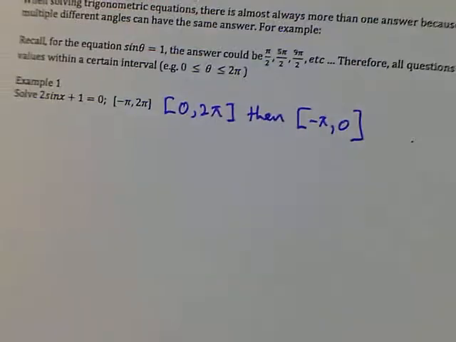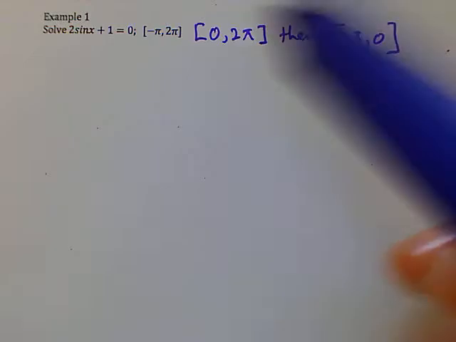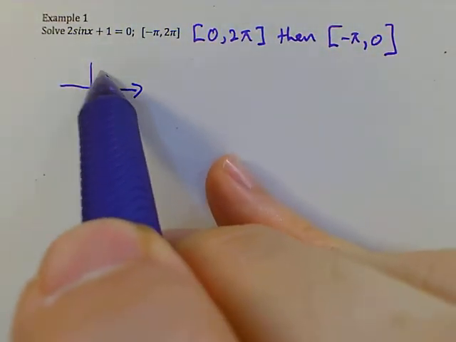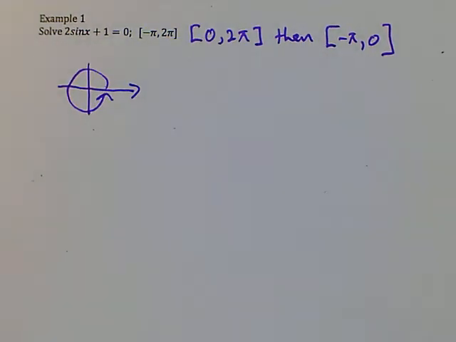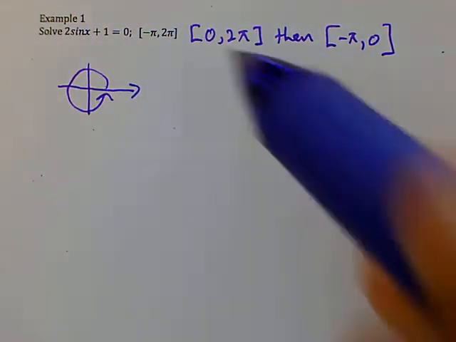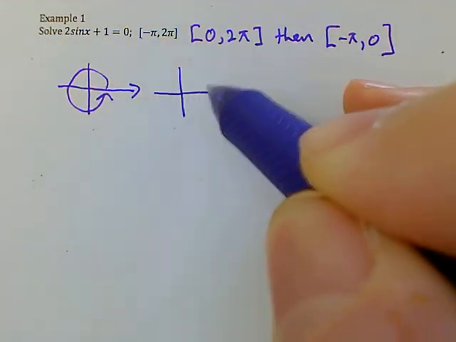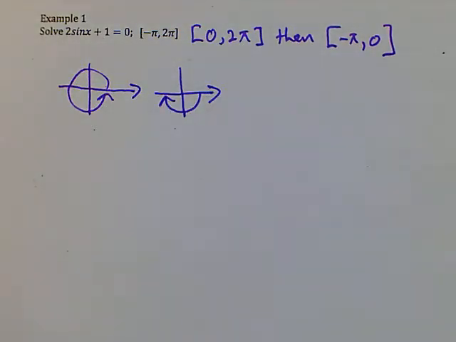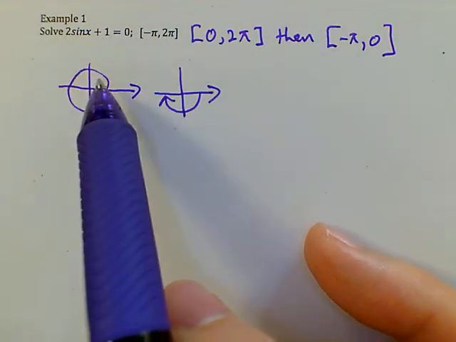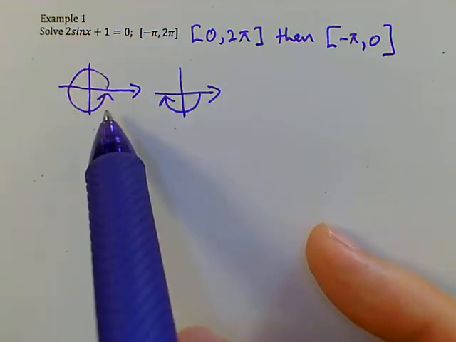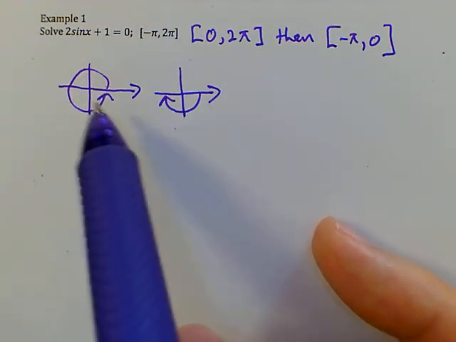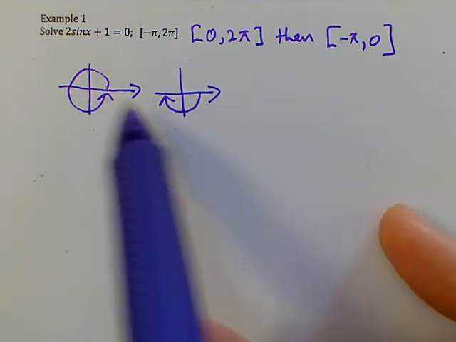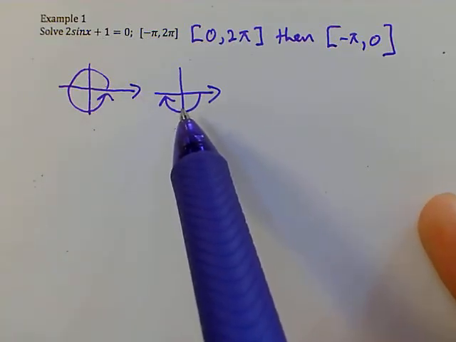Why does that make sense? Well, graphically speaking, think about it like this. Zero to 2 pi is this. 0 to negative pi, or negative pi to 0, will be that. So I want to see how many answers there are in quadrant 1, 2, 3, 4. But if there are answers in quadrants 3 and 4, these two angles end up being coterminal with those two. These two will give rise to another two answers.